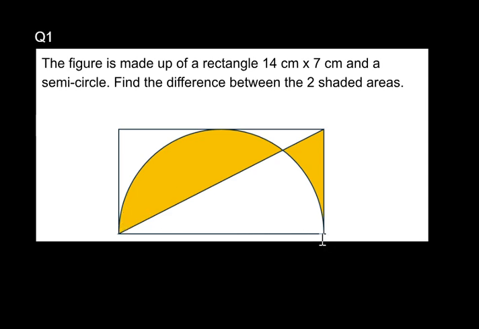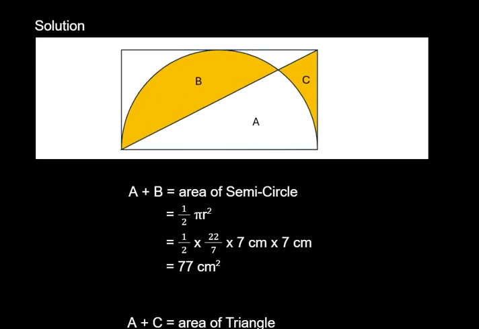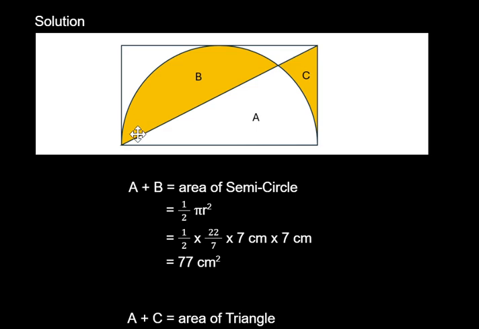So in this case, you look at this. You can actually find a triangle here and a semicircle here. Once we have that in mind, this is the solution to our question. I choose this area here as A. That means this white area here. And I label this as B and label this as C.